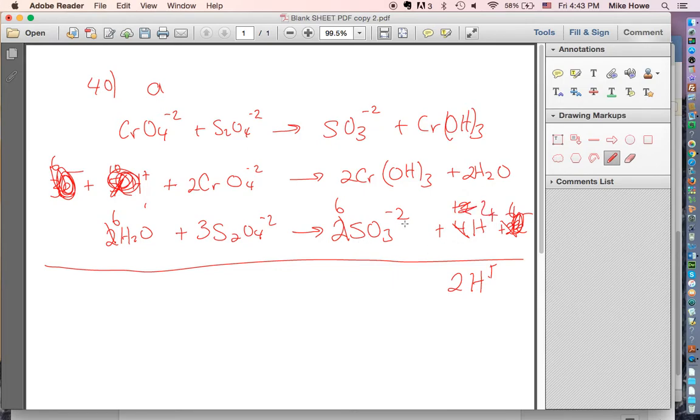All right. The waters, we've got 2 waters on this side. We've got 6 over here. So both these are going to get canceled. I'm going to have a net of 4 on this side. So I'll put those down here, 4 H2Os. Nothing else cancels. So then I have 2 CrO4 negative 2s plus 3 S2O4 negative 2 yields 2 CrOH3 plus our 2 H pluses.